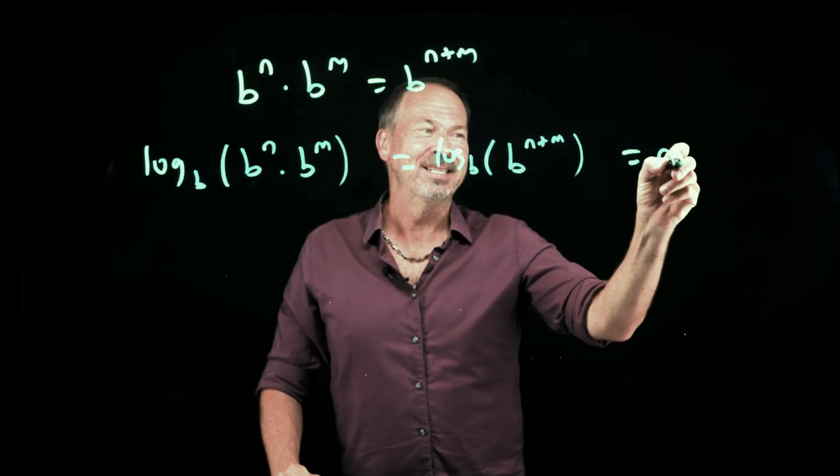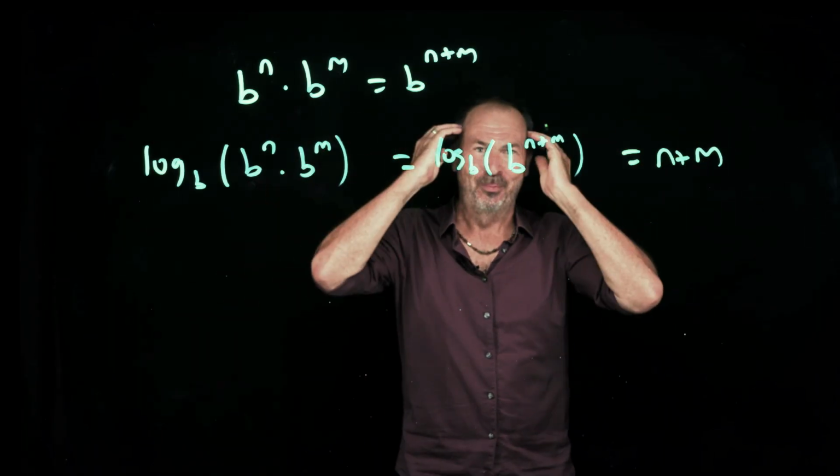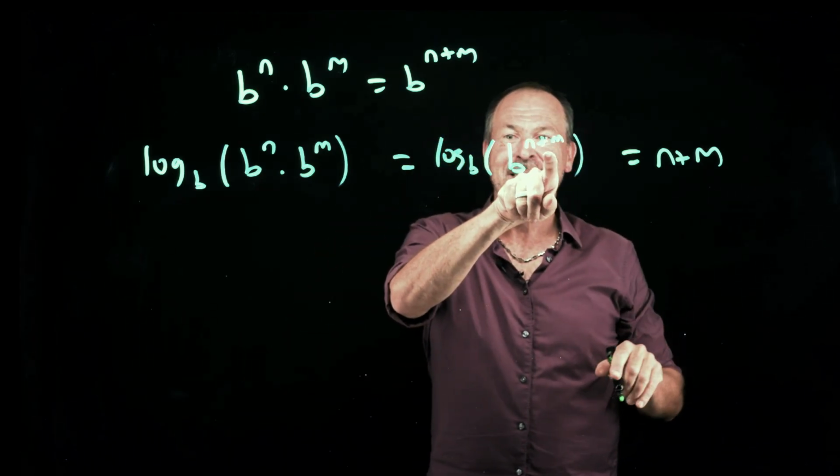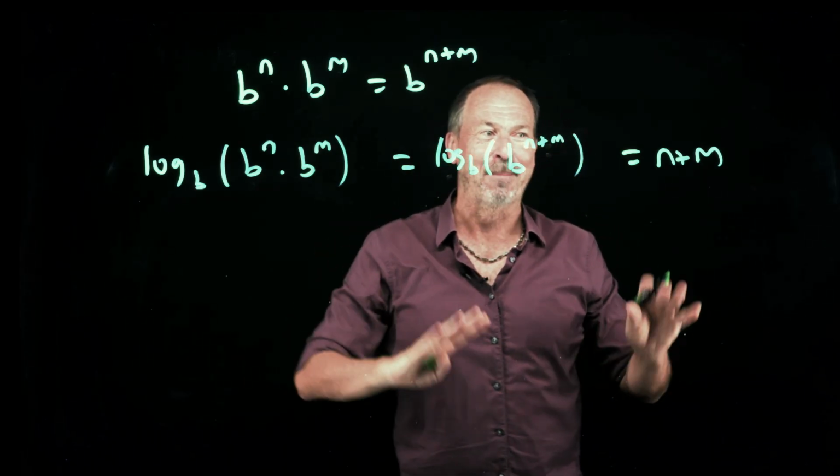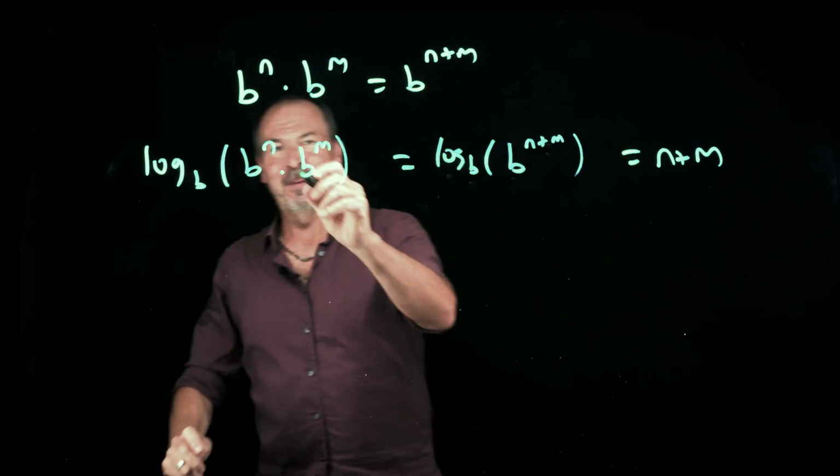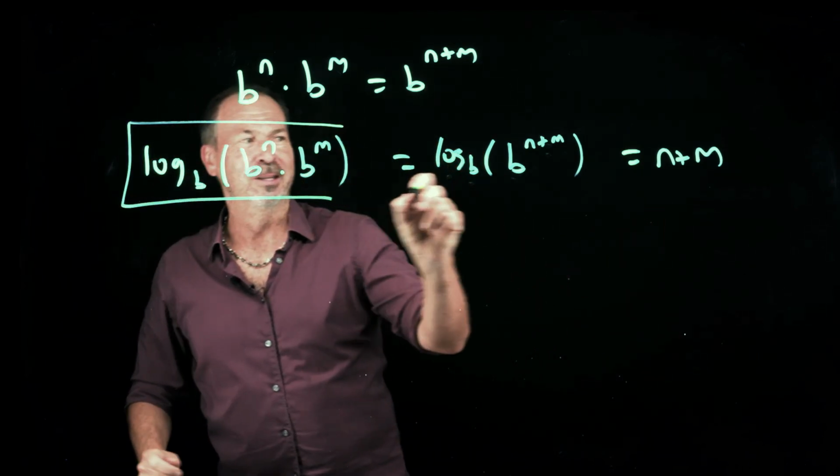This is n plus m. It's one of those tautological things again. It makes your brain hurt. N plus m is the power of b that gives the answer b to the n plus m. Whoa. So that's basically it. That's the fundamental log rule people like.